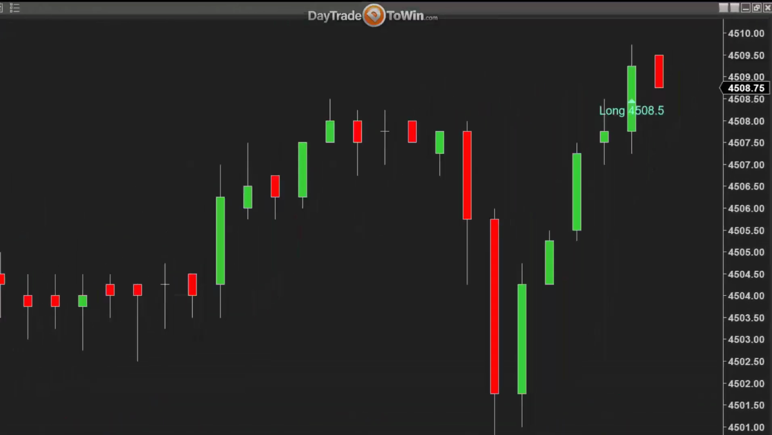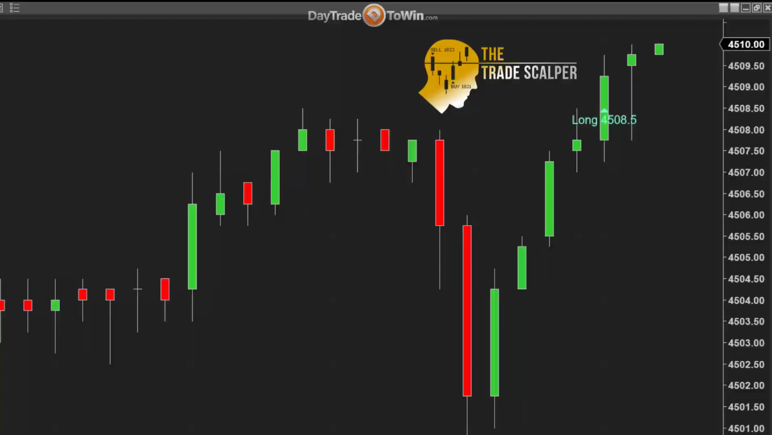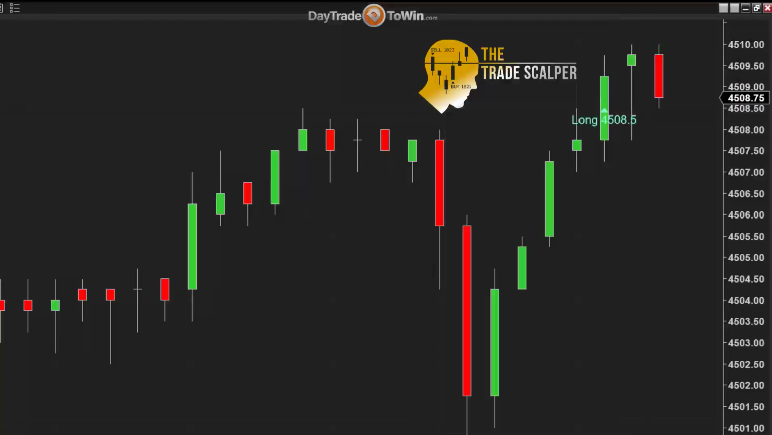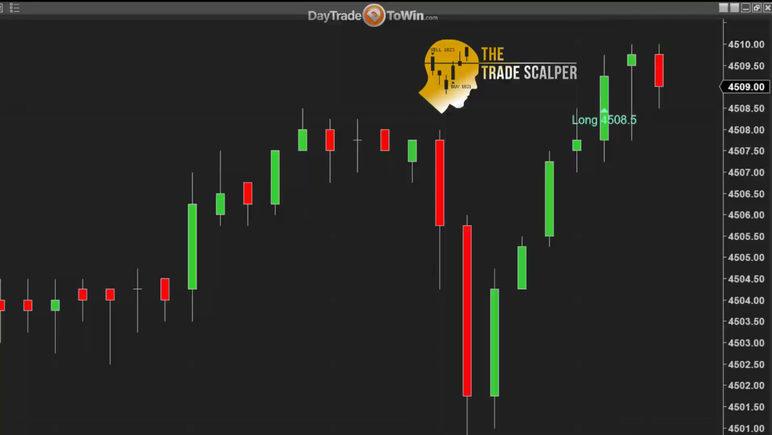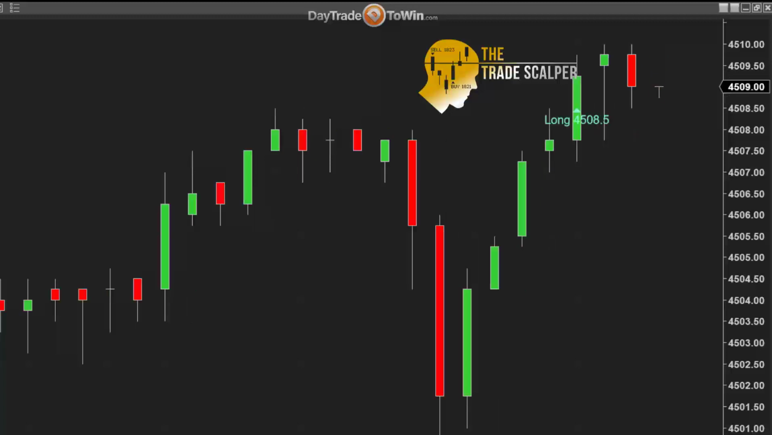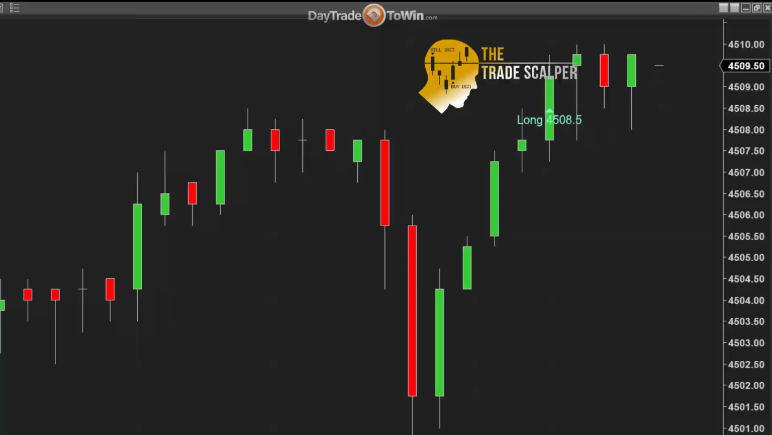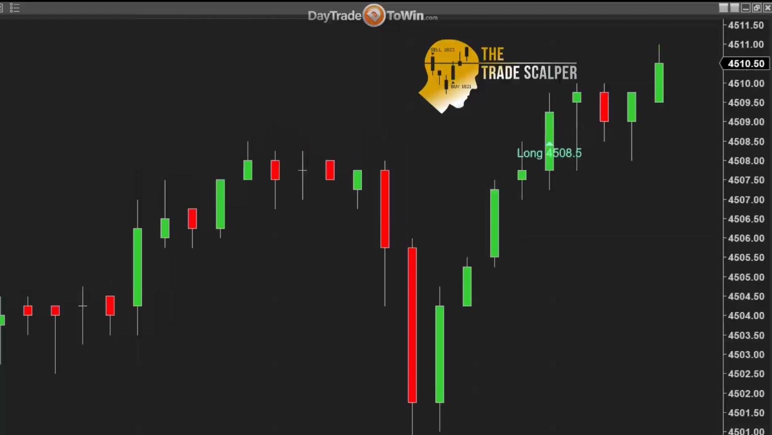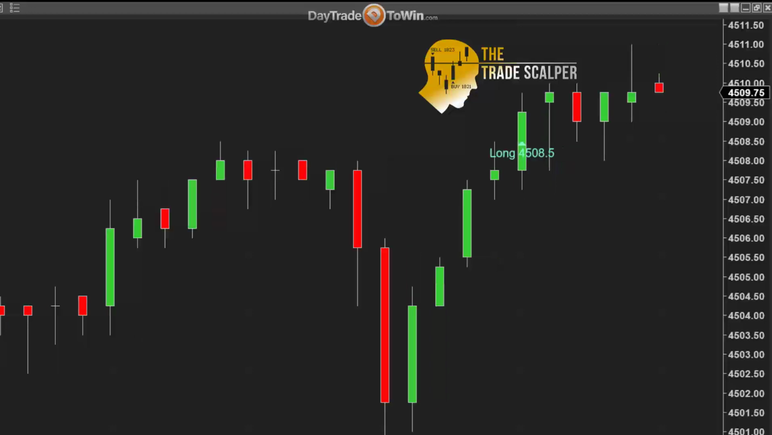Now it's the same if you look at a daily chart or a 5-minute chart or a 10-minute chart, but for scalping, and I'm using the Trade Scalper software, there's a signal there to go long at 45.08.50. This is using a 1 minute chart to trade the market, and the market I'm looking at is the E-mini S&P, the S&P 500.